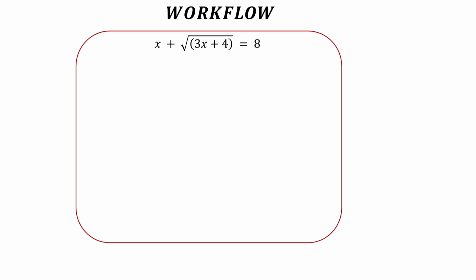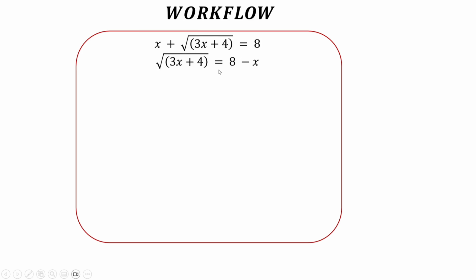So this is the equation we have: x plus the square root of the expression 3x plus 4 equals 8. We can first of all try and isolate the square root at one side and then send the x to the other side where the 8 is. So that's how you usually solve radical equations.